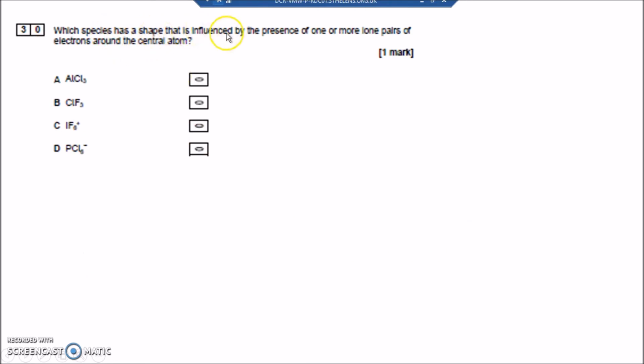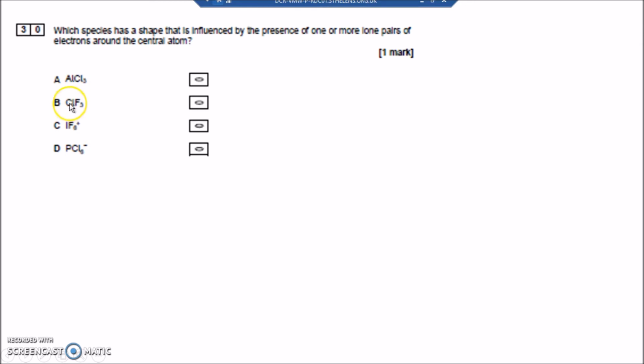Which species has a shape influenced by the presence of one or more lone pairs of electrons around the central atom? So let's have a look which one of these have got lone pairs. Al is in group 3, so it's got 3 electrons in its outer shell, 3 Cl's bonding with 3 covalent bonds, one electron each for each of the Cl's in a covalent bond. That's going to have no lone pairs left over.